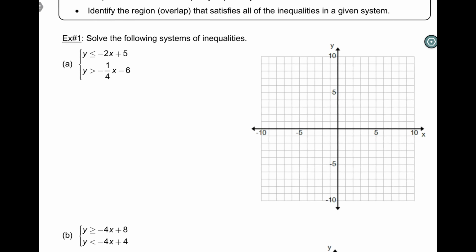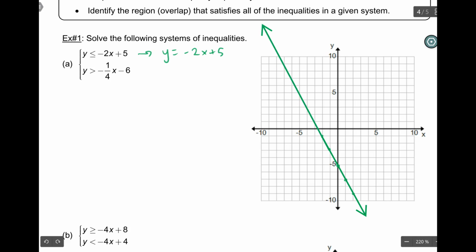So first, we need to graph y is less than or equal to negative 2x plus 5. So first, I'm going to plot y is equal to negative 2x plus 5. I'm going to start at 5, I have a slope of negative 2, and I already know that this is going to be a solid line because I have the or equal to. Alright, so that's the first one.